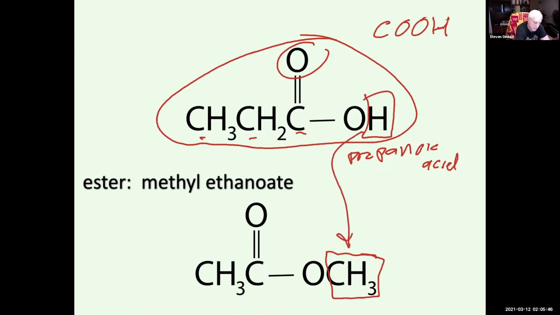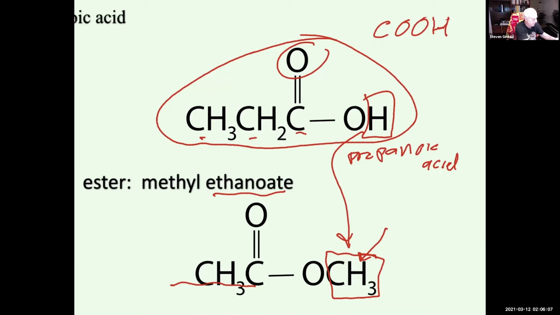Then it becomes an ester. And this is methyl, because you name the group that was part of the alkyl first, and then ethanoate. That's how we name esters. We'll get into that as we go through the chapter. We'll learn how to name these things in this chapter. All right, so this is where we're headed.